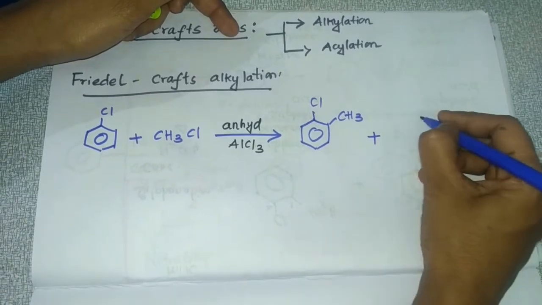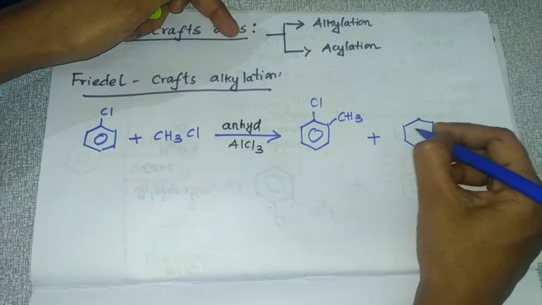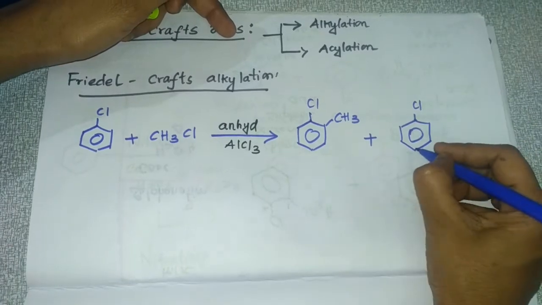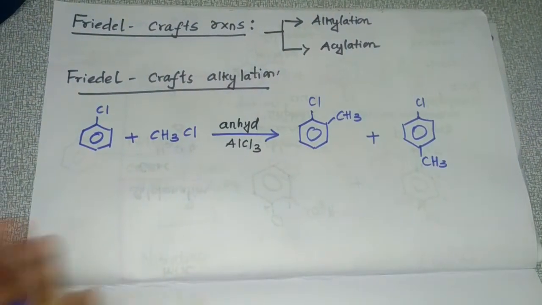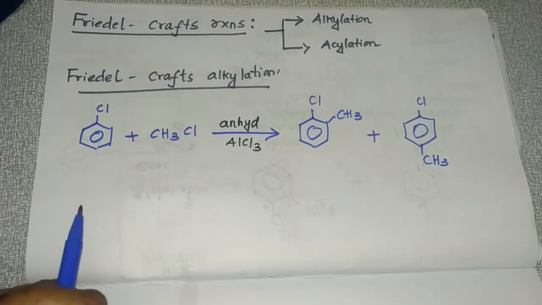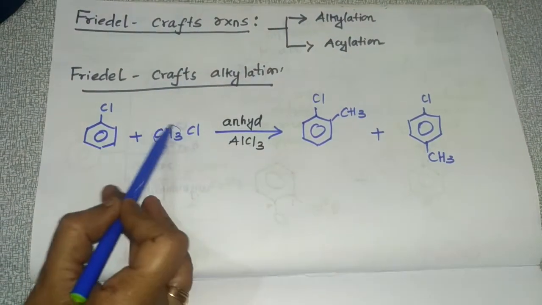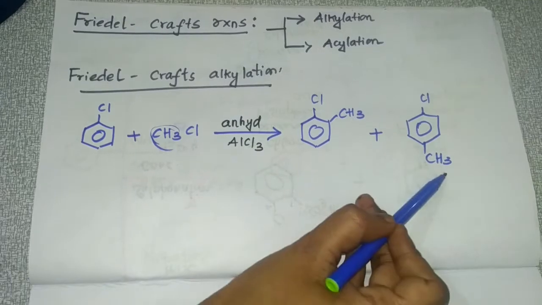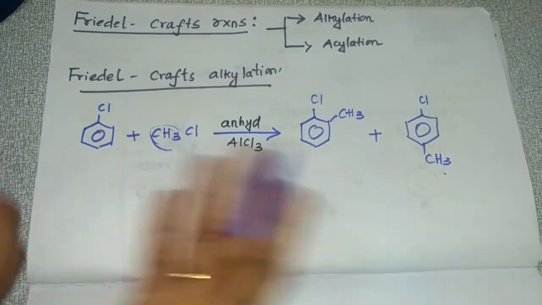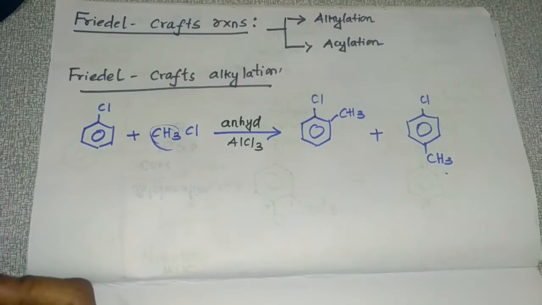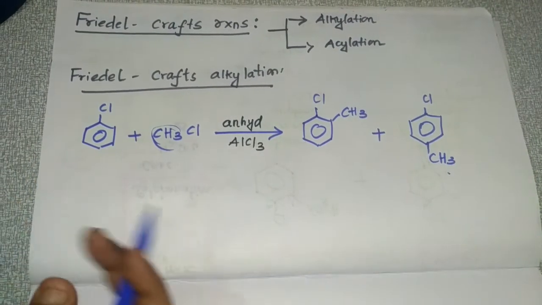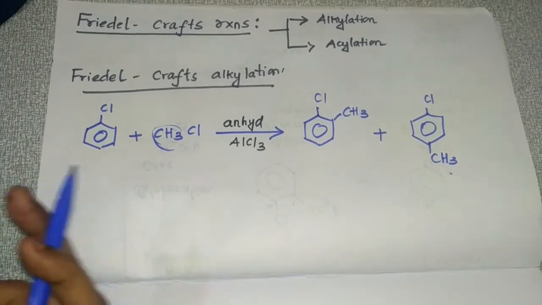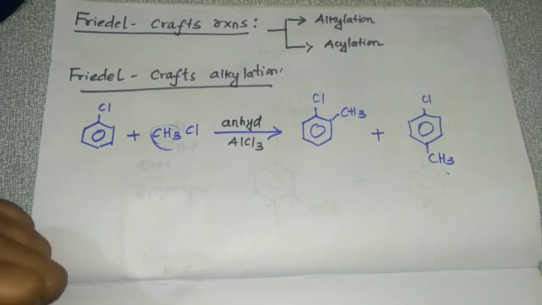Ortho product and para product. Okay. So this is Friedel-Crafts alkylation. Why are we calling it alkylation? Because this alkyl group is added to the haloarene. So that is why we are naming it Friedel-Crafts alkylation. Now I'll tell you the mechanism of this reaction.